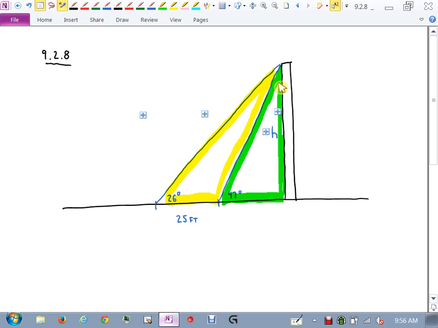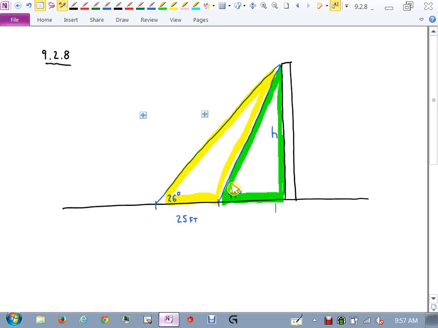Okay, but it used to be hard to get this hypotenuse because we didn't have law of sines. My question to you is, can we solve for this side, which is the hypotenuse? Well, it's also part of this yellow triangle. So the question becomes, can you solve the yellow triangle? If you can solve the yellow triangle, you'll have the hypotenuse, won't you?